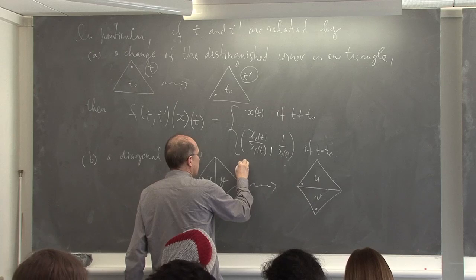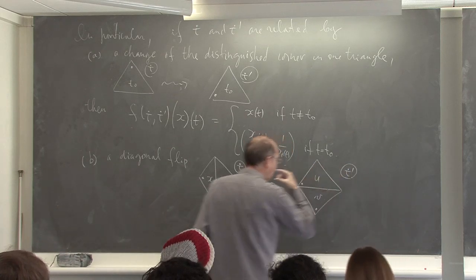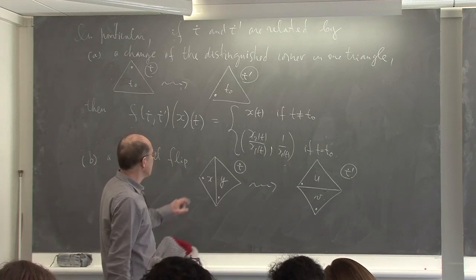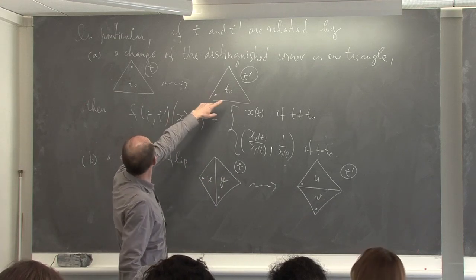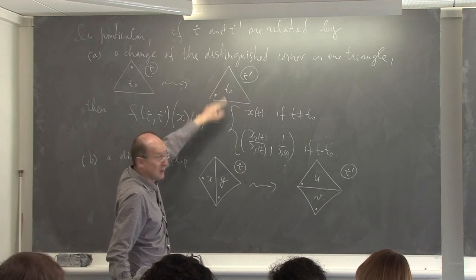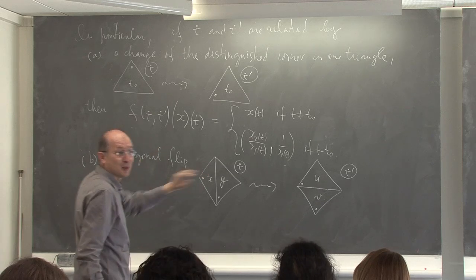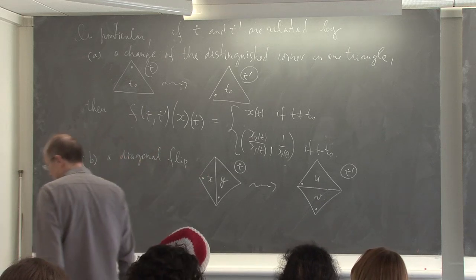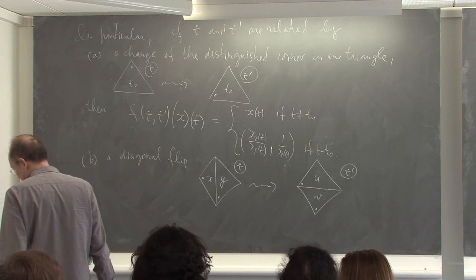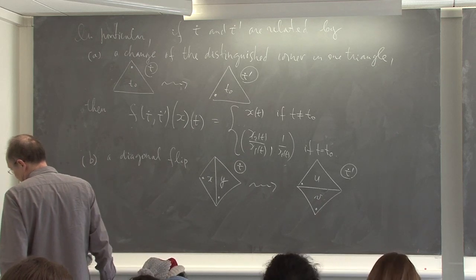This is in tau dot. This is in tau dot prime. And here I'm not very consistent with notation. Here T0 means a triangle. Here x, y means functions or couples of real numbers. Okay, please don't mix up these notations.